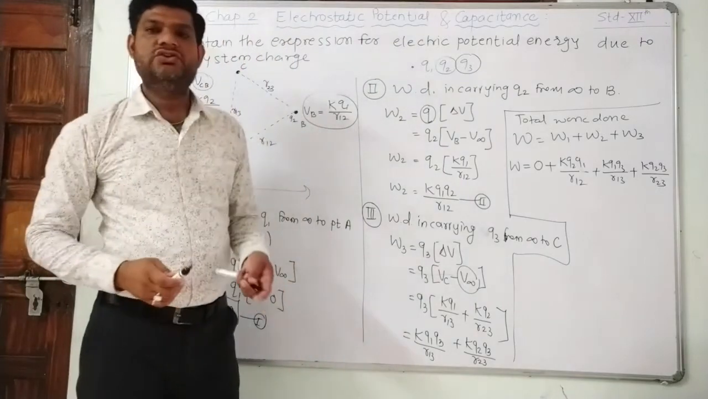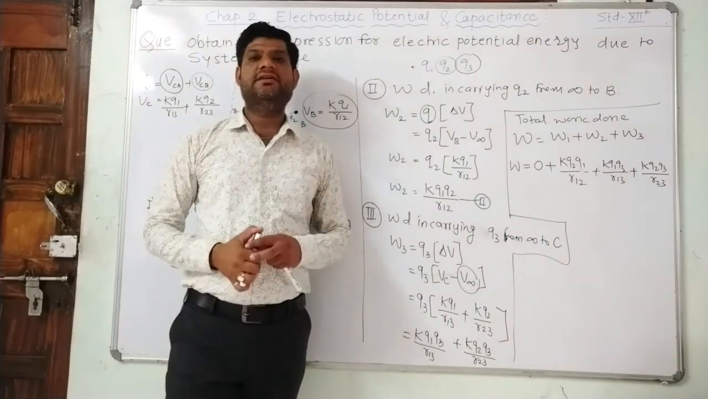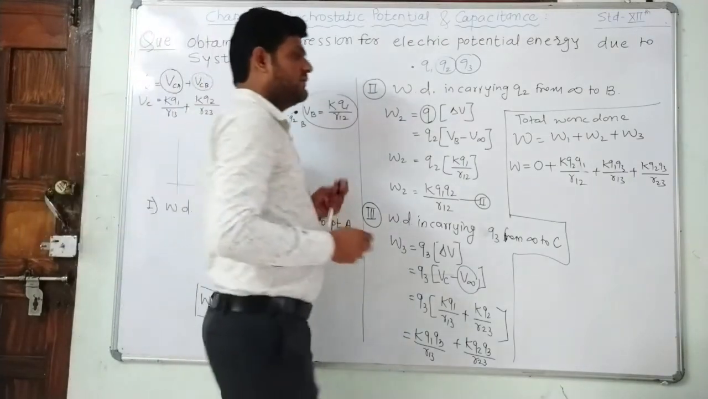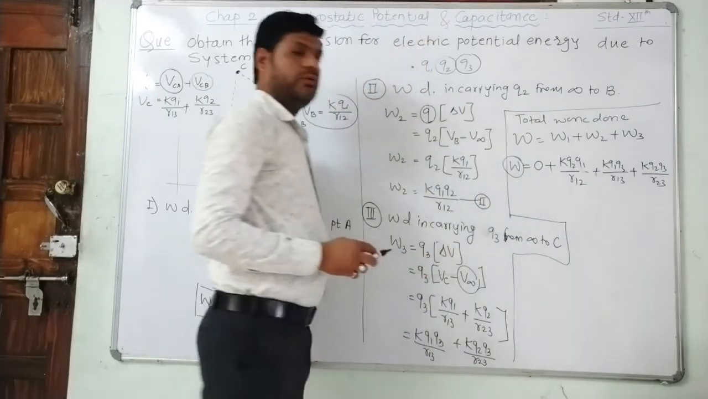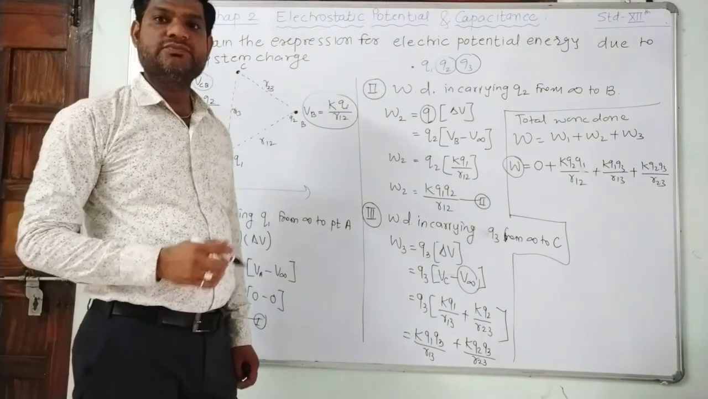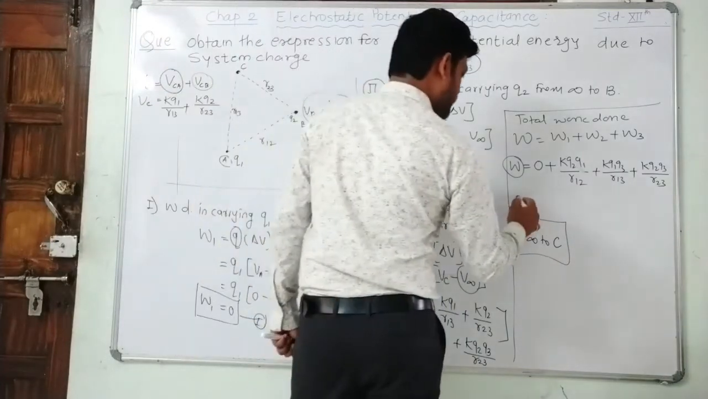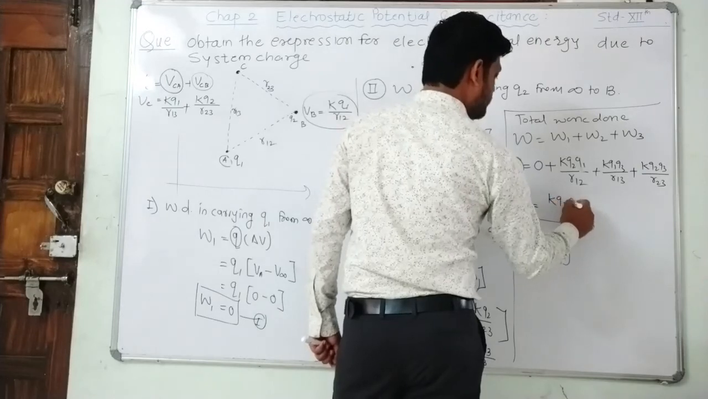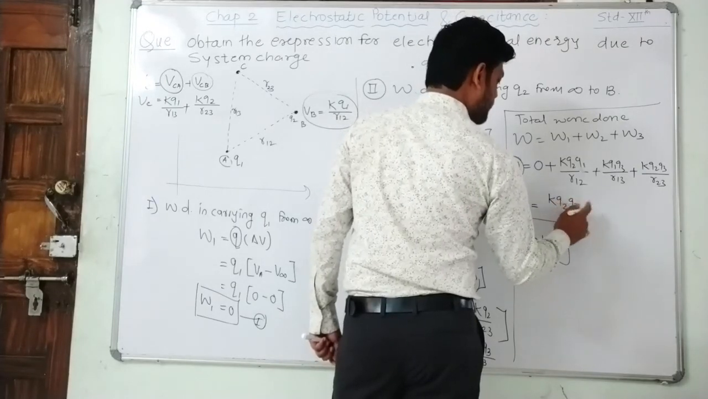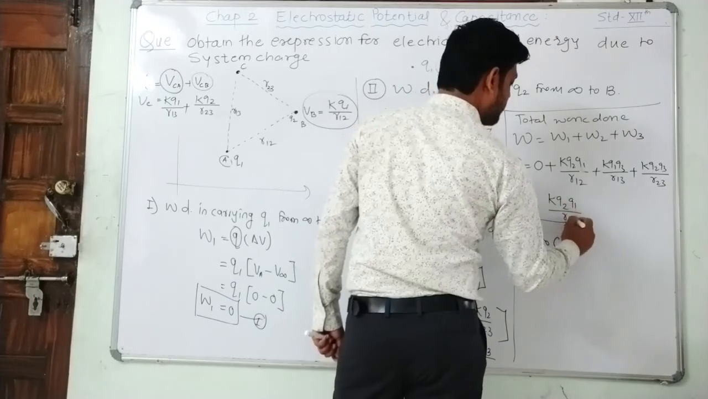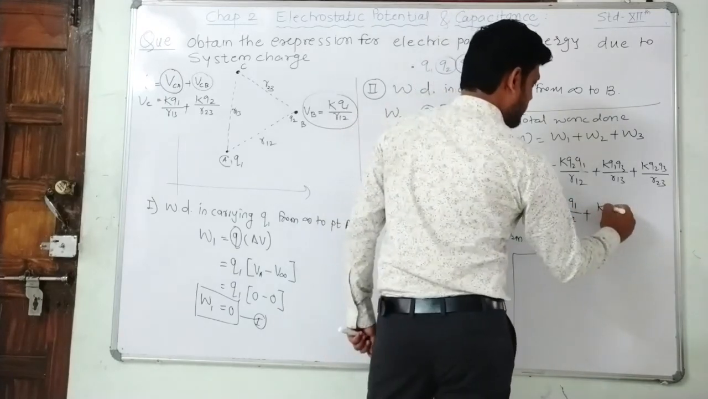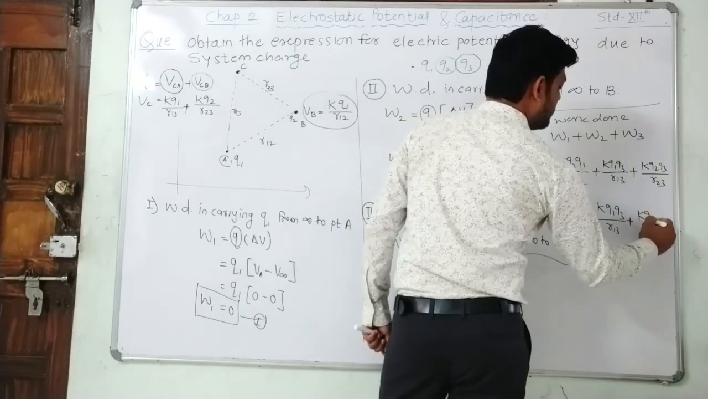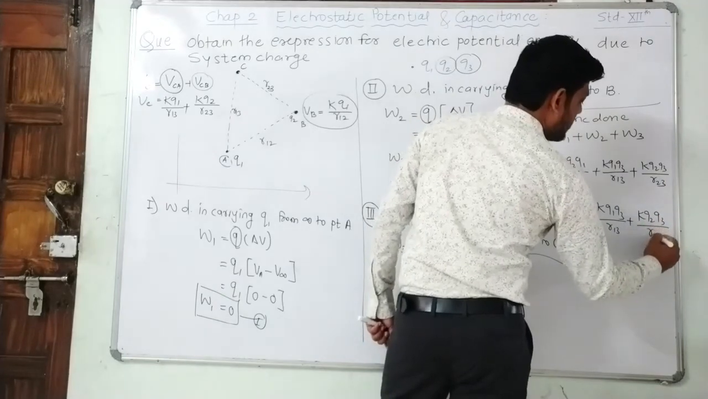So this work done is stored in the form of energy, and that energy will be U, which is known as the potential energy, right? So therefore this work done W will be replaced by U. So U equal to K Q1 Q2 divided by R12 plus K Q1 Q3 divided by R13 plus K Q2 Q3 divided by R23.